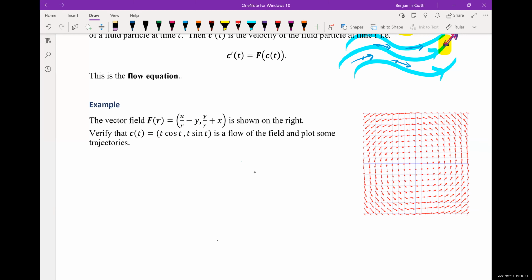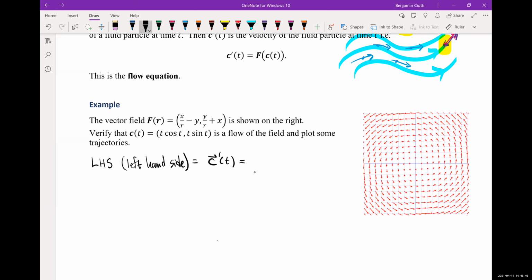Verifying the flow equation means checking to see if this equation is true. So let's see what the left-hand side is and see what the right-hand side is. The left-hand side is c prime of t.